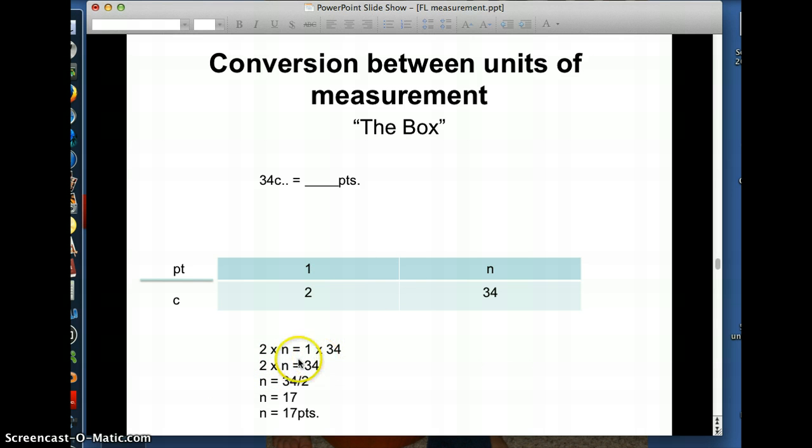Go through and do what you can do. I can do 1 times 34. That gives me 34. So it's 2 times N. I've got to get the variable by itself, so I undo multiplication with division. So that would be 1 times N, which is N. So 34 divided by 2 is 17. Therefore, N is 17 pints. So 34 cups equals 17 pints.